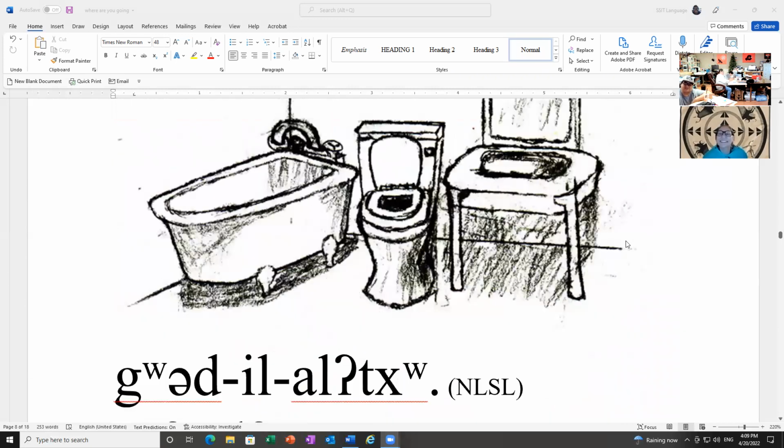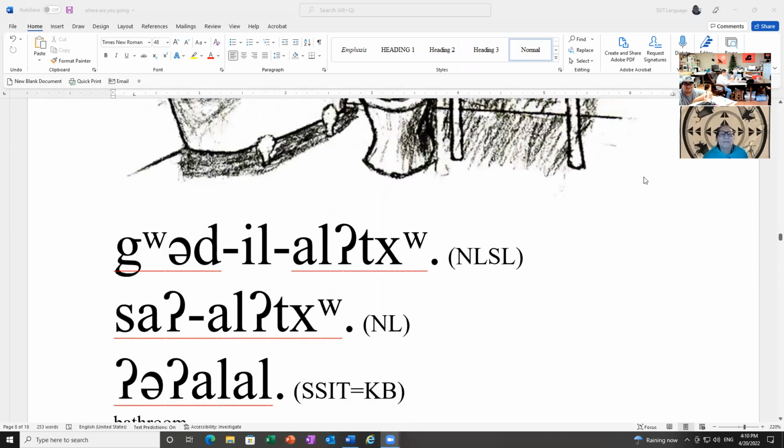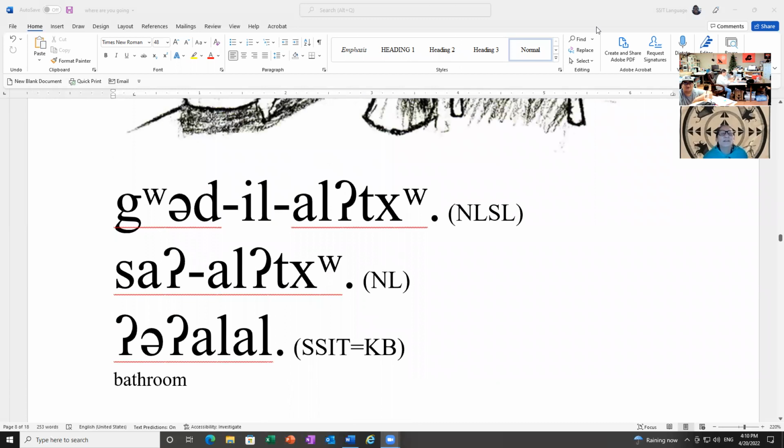And just because we are Lushootseed, we cannot have just one place for an individual name. Guadillalt, right, is more commonly used by our northern and southern brethren for bathroom. Saalt was another one, right? There's another commonly used word. Alal. It's another commonly used word for bathroom. Each one of these has a different meaning for a bathroom.